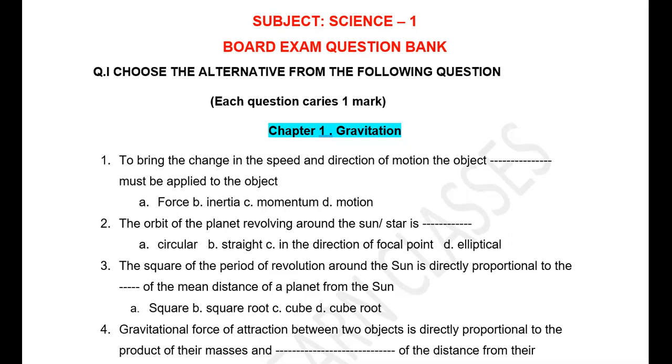To bring the change in speed and direction of motion of an object, dash must be applied to the object. We know that if you want to change the direction of an object or speed of an object, we have to apply force. So let us check the options. Force, inertia, momentum, motion. So the correct option is option A, force.